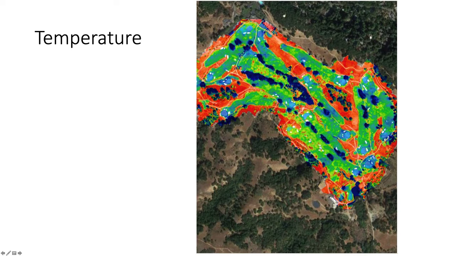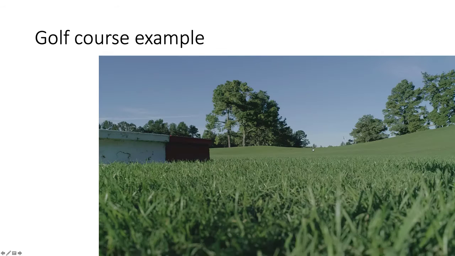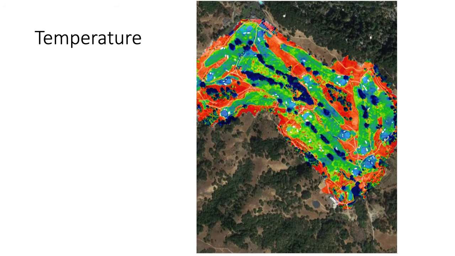Blue is the coolest. These are trees. These are the golf greens. These are the cooler areas, probably happier, not so stressed. But areas that are green or more yellow and red are more stressed. So they're likely irrigation problems, possibly disease problems, and some other things.